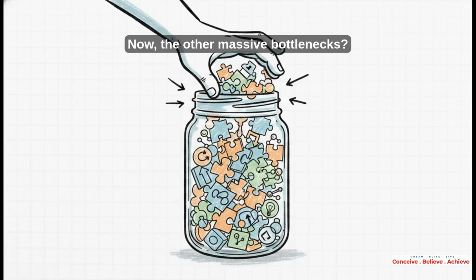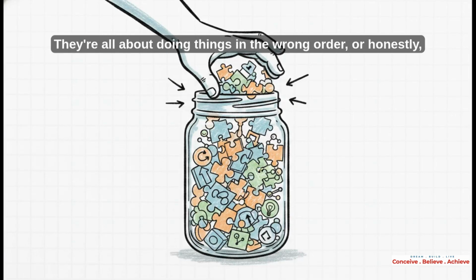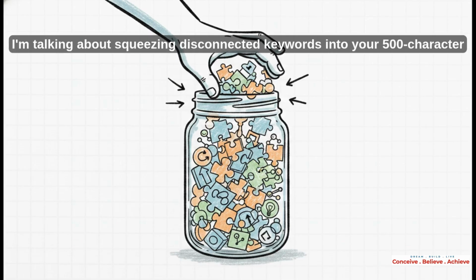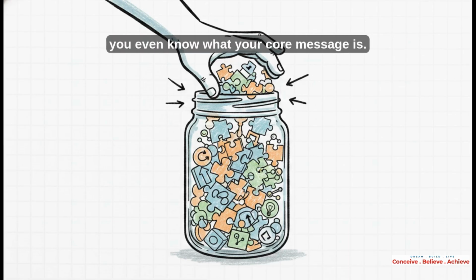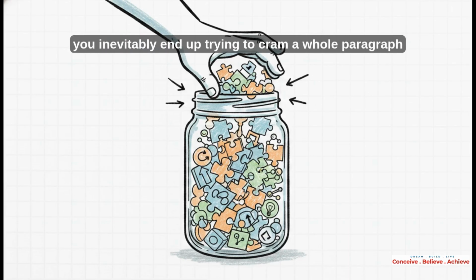Now, the other massive bottlenecks, they're all about doing things in the wrong order or, honestly, for the wrong reasons. I'm talking about squeezing disconnected keywords into your 500-character description instead of writing for actual human beings. Or opening up a design tool before you even know what your core message is. And when you don't know your message, you inevitably end up trying to cram a whole paragraph of text onto a single image, just praying something sticks.